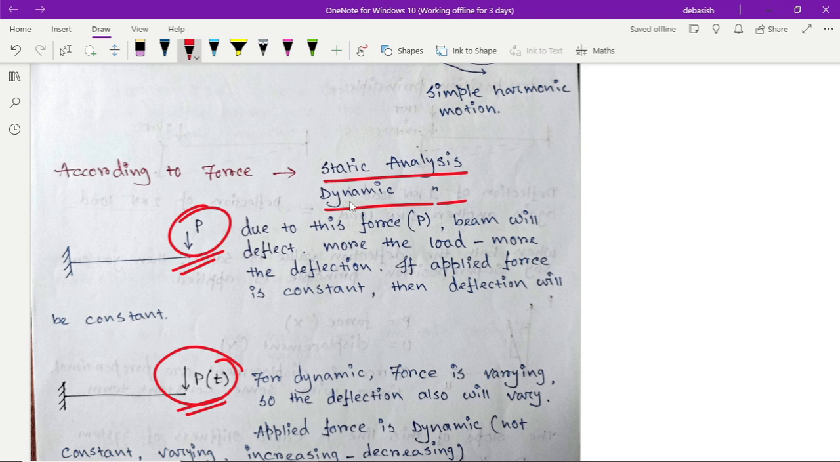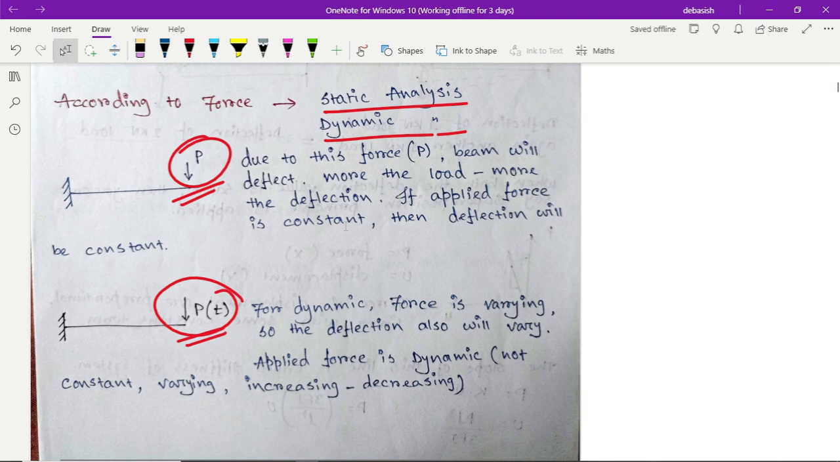In case of static analysis, force is constant, so the related deflection also will be constant. But in case of dynamic forces, force will not be constant, it will vary with respect to time. Static forces are such as gravity forces, the weight due to the self weight, the weight due to the floor finishes. These forces will always be with the structure, so there will be no change in the magnitude of these forces. Those will be the static forces and the related analysis will be the static analysis.